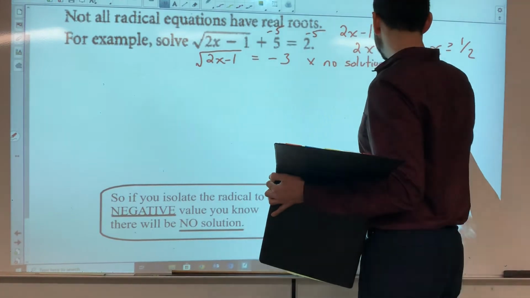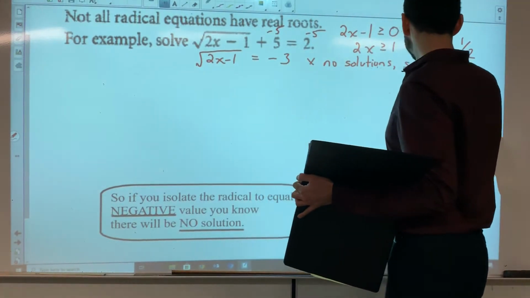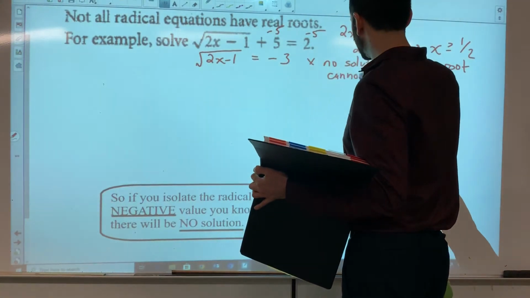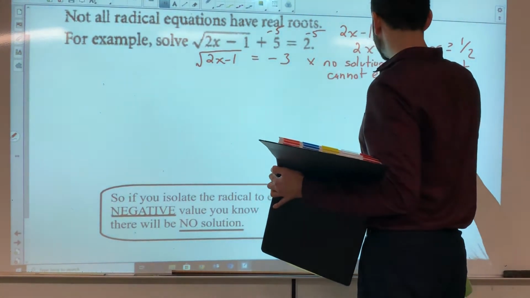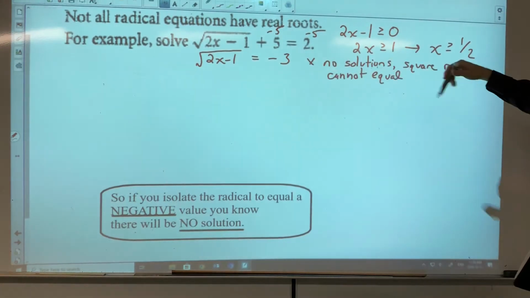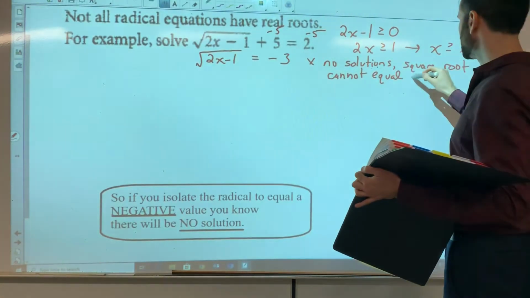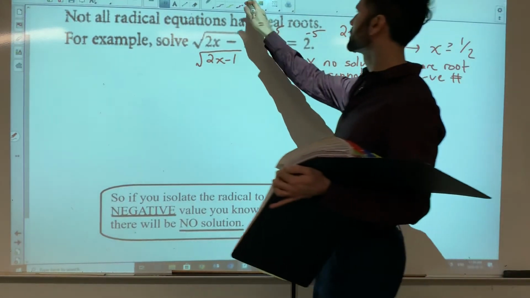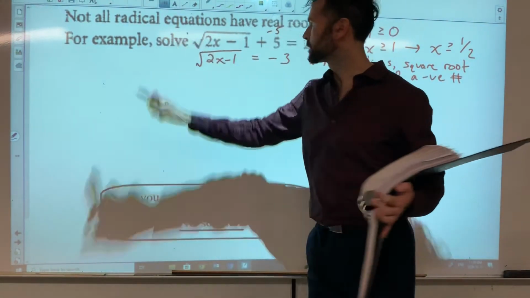Right? Square root cannot equal a negative number. So you'd be expected to say why. If you're going to say no solutions, you need to say why. Square root cannot equal a negative number. Let's say you didn't notice and you just kept going. Let's see what happens.